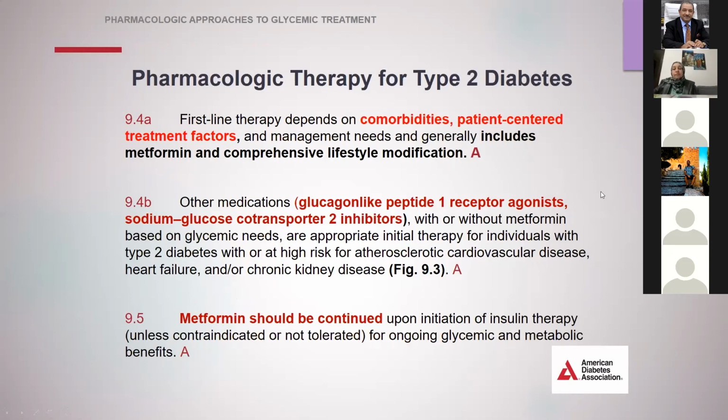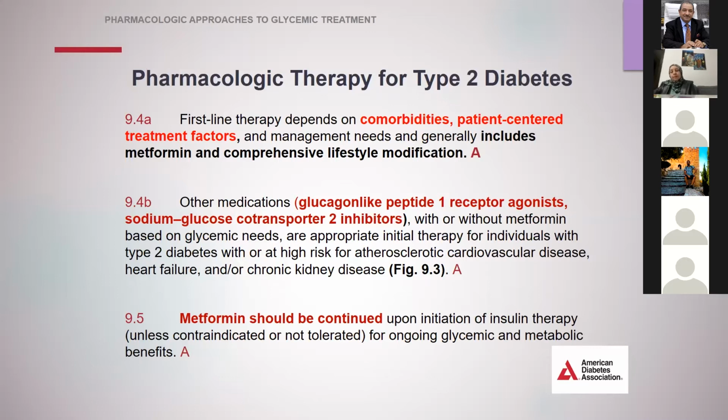Now, this is the American Diabetic Association. It is the same thing. This is the American Diabetic Association 2022. Look at the second statement. Glucagon-like peptide 1 receptor agonists and sodium glucose transporter inhibitors with or without metformin should be used in all these patients that we mentioned above, which our patient is one of them. So she should have had this treatment prior to this acute stage, not in this acute stage, but prior to this acute stage.